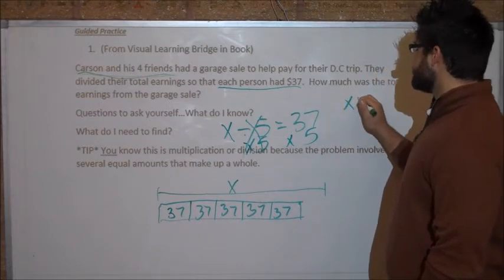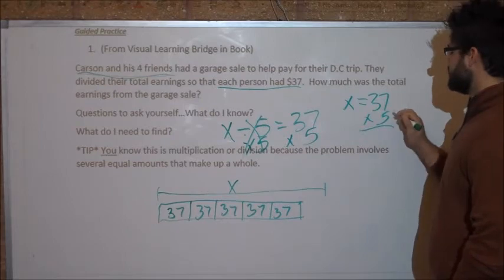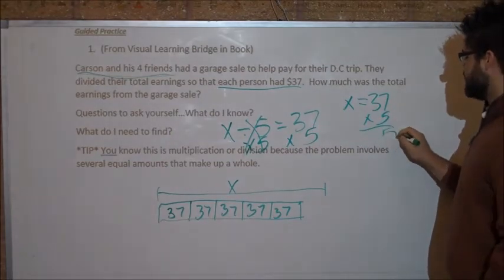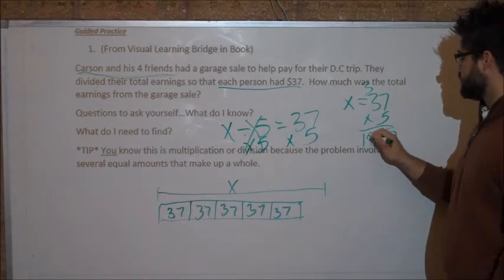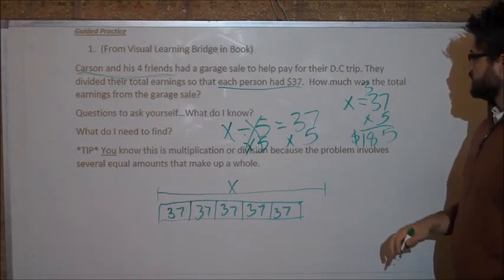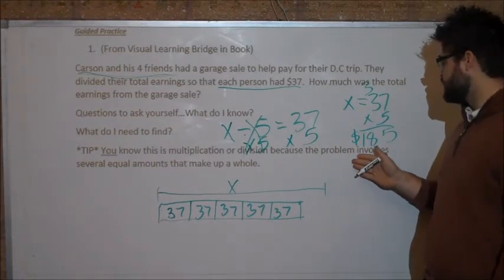So now, x equals 37 times 5. 7 times 5 is 35. 3 times 5 is 15, plus the other 3 is 185. So these friends ended up making $185.